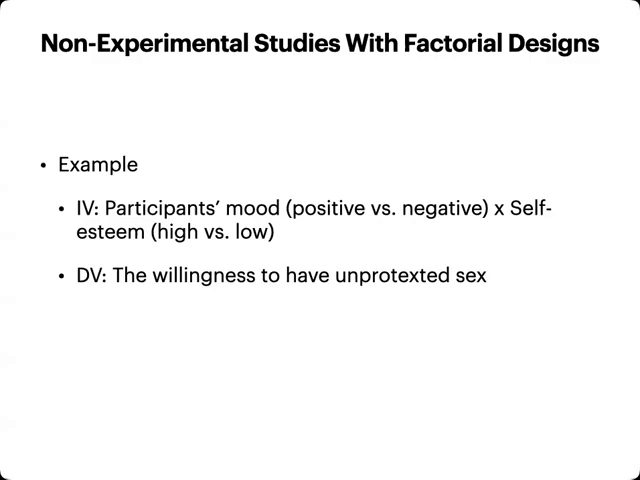Similar to a correlational study, there are issues such as directionality and third variable problems. For example, an unrelated third variable might influence a participant's mood and their willingness to engage in unprotected sex. Researchers would not be able to determine this because the independent variables are not manipulated.